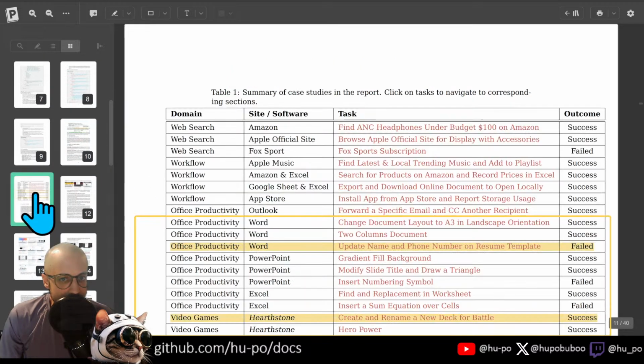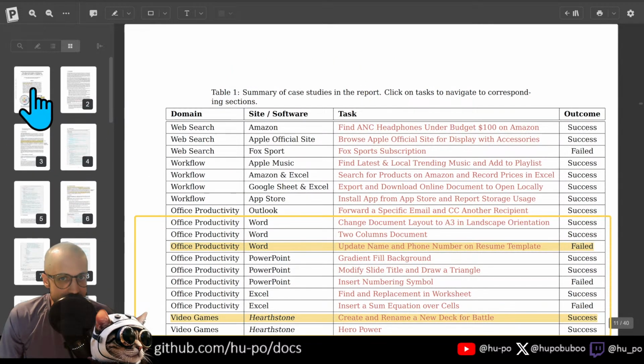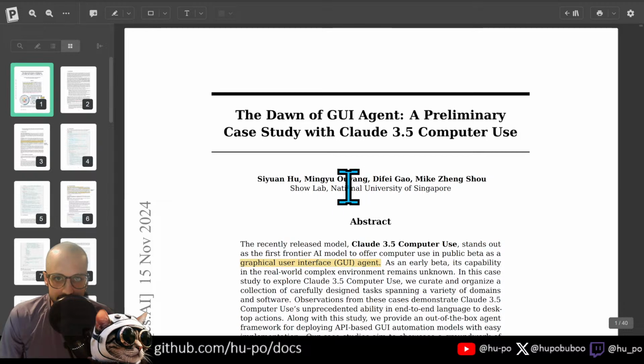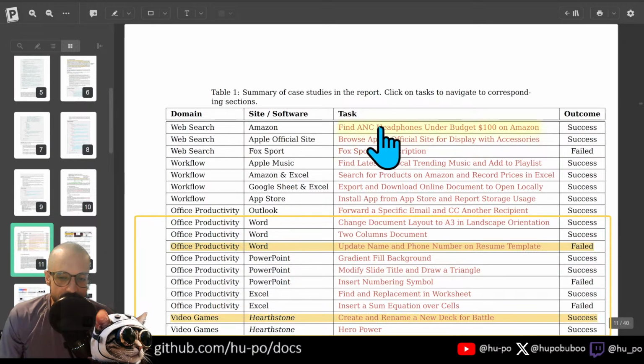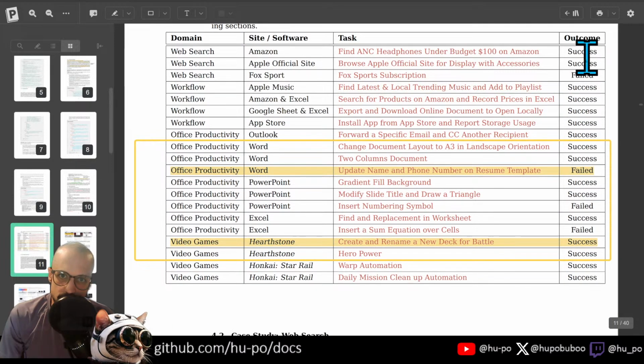But where are we at in these? This paper is pretty nice. It's a paper out of the National University of Singapore, and it has a list of different things that they tried the Claude computer use agent on. You can see there are some successes and some failures, and I've picked one success and one failure that I think are interesting to look at.